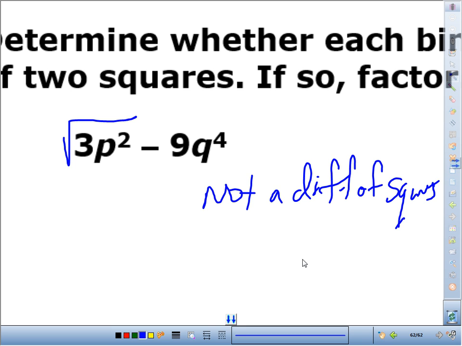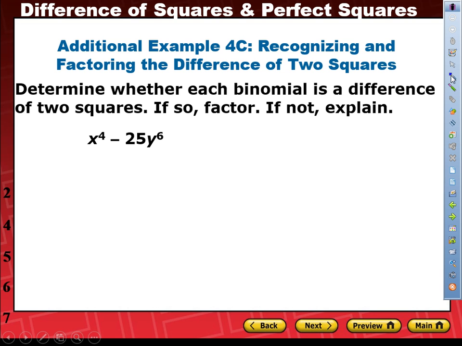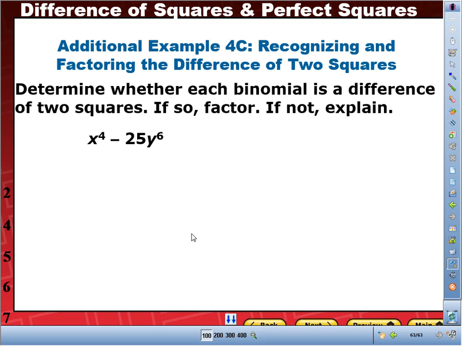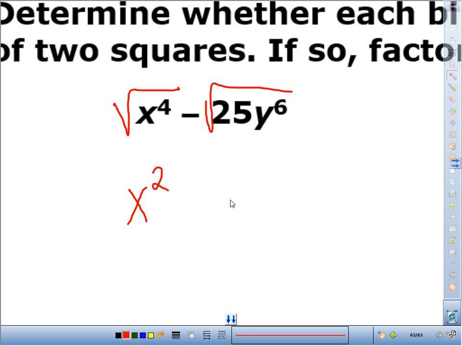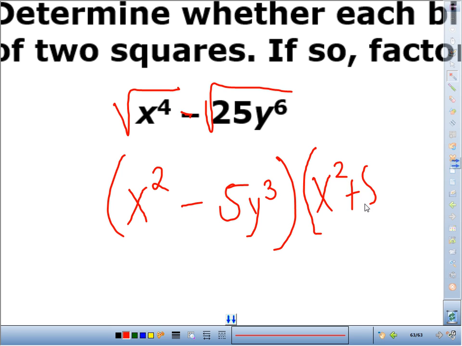Yeah, let's do another one. Copy this one, please. Wait, what did we write down? Not a difference of squares. Here we go: x to the fourth minus 25y to the sixth. First of all, is it a difference? Yes, because it's a subtraction. Is it a binomial? Yes. So let's see. Square root of the first, x squared. Square root of the last, 5y to the third. And if it's a subtraction, my factors are x squared minus 5y to the third times x squared plus 5y to the third. And those are my factors.